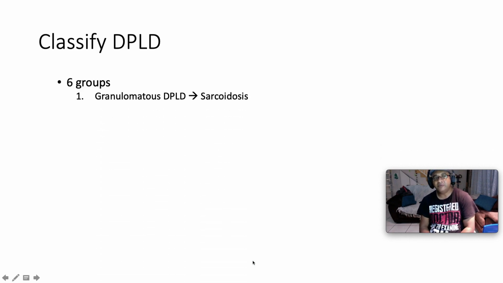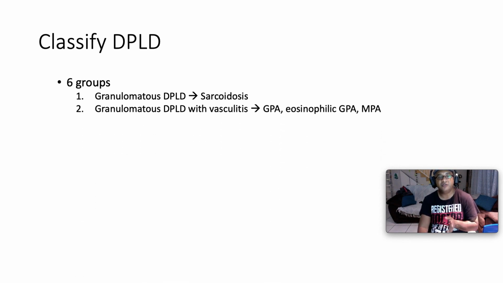So by and large, everybody, diffuse parenchymal lung disease is divided into 6 main groups. When we think about it, we think about 6 main groups. Firstly, there's granulomatous diffuse parenchymal lung disease, and the poster child for that is sarcoidosis. Then we get granulomatous diffuse parenchymal lung disease with vasculitis, and they will talk about our 3 ANCA-positive small vessel vasculitic syndromes, being GPA, which is granulomatosis with polyangiitis, previously termed Wegener's granulomatosis.